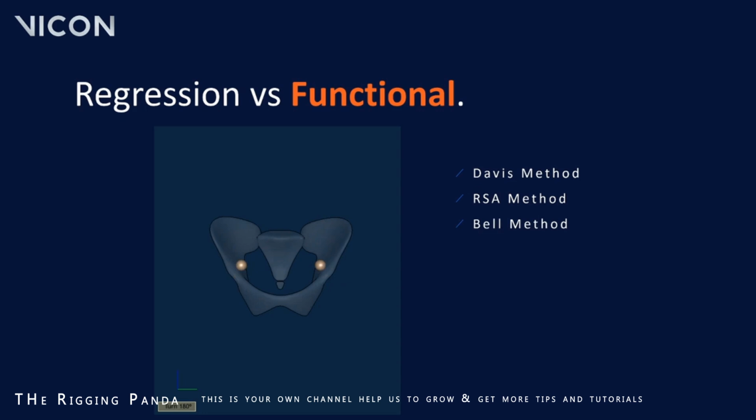Next, we have the Bell method. You can see now the markers have even moved further up in relation to the Davis and the RSA method. And then finally, we have a functional method based on a range of motion. Two other methods commonly being used to calculate the hip joint center are the Harrington method and the Hara method. They are not displayed in this image. The Hara method is used by CGM2, created by Fabien.